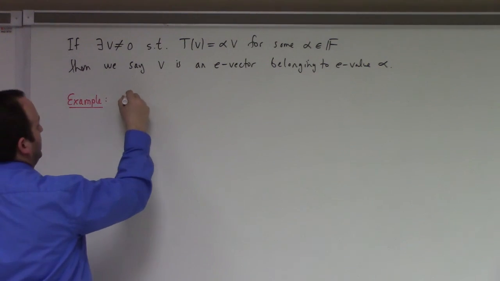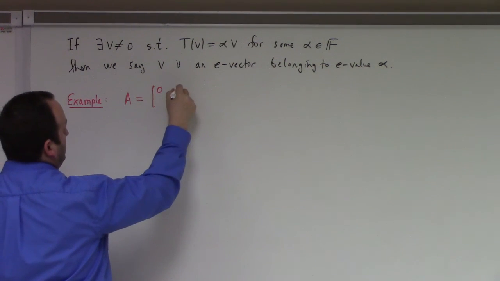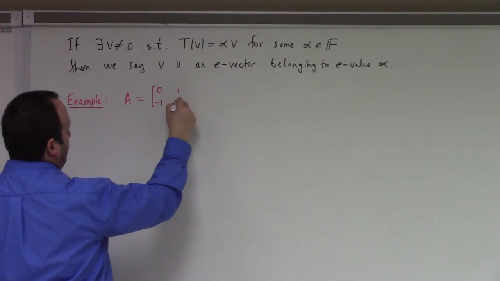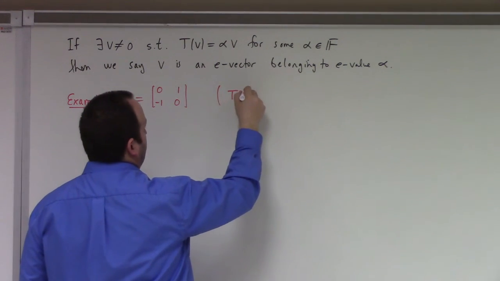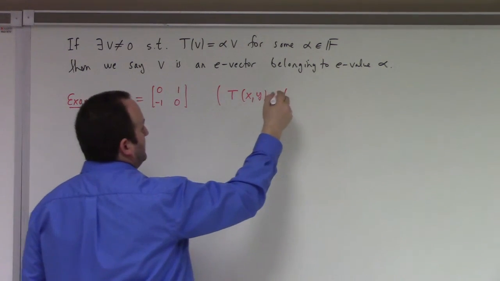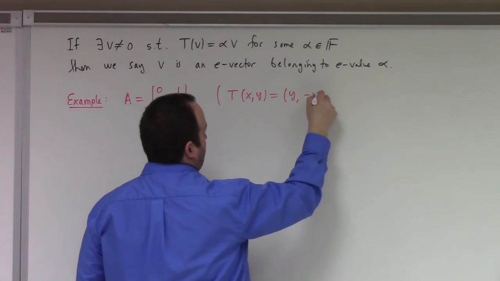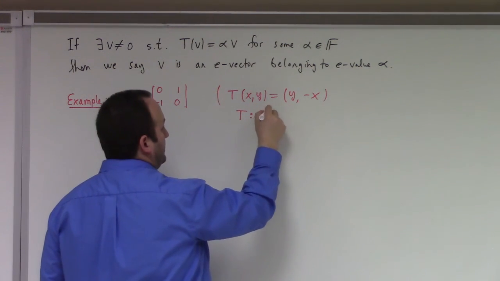Okay, so if we let A equal, let's say, the matrix 0, 1, minus 1, 0. This would be the matrix corresponding to the transformation T of (x, y) equals (y, minus x). This would be the matrix of the linear transformation from R2 to R2, all right?